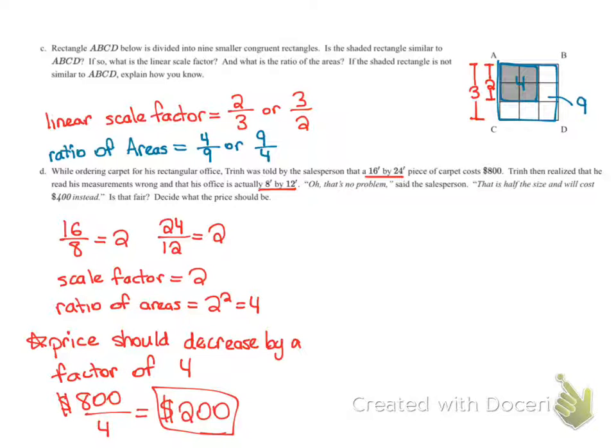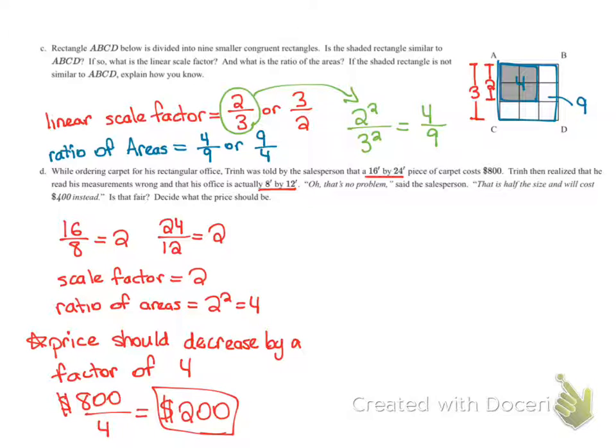What I did want you to notice here is that if you take the scale factor and square it, you should get the ratio of the areas. So we would have 2 squared over 3 squared, which equals 4 over 9. You can count all the squares individually to find the area. You can also know that the ratio of the areas is just the scale factor squared, and that would work too.